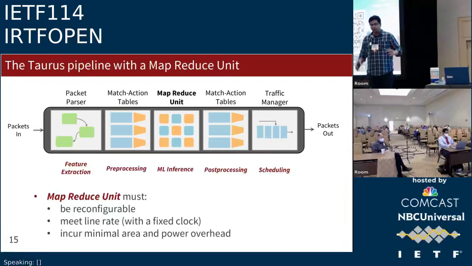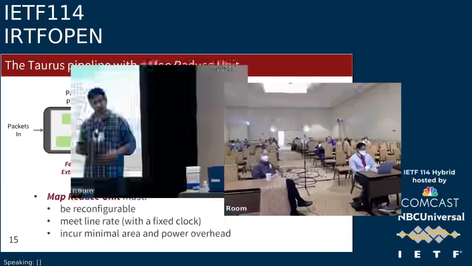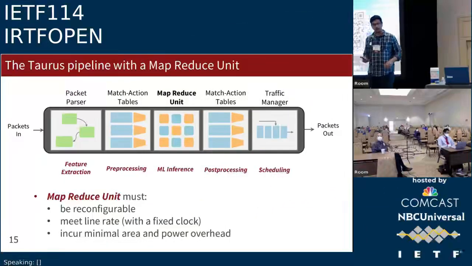And so most of all, we wanted it to be reconfigurable. So essentially, you should be able to program it. It can't be an ASIC for a single type of machine learning application. You should be able to put in or program whatever application you want. And it has to meet line rate with the fixed clock. So this essentially rules out an FPGA, because an FPGA will give you a variable clock.